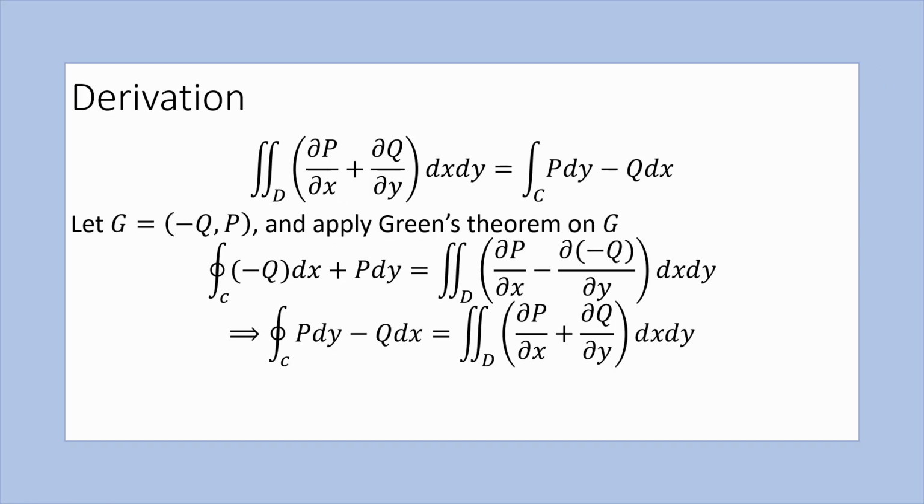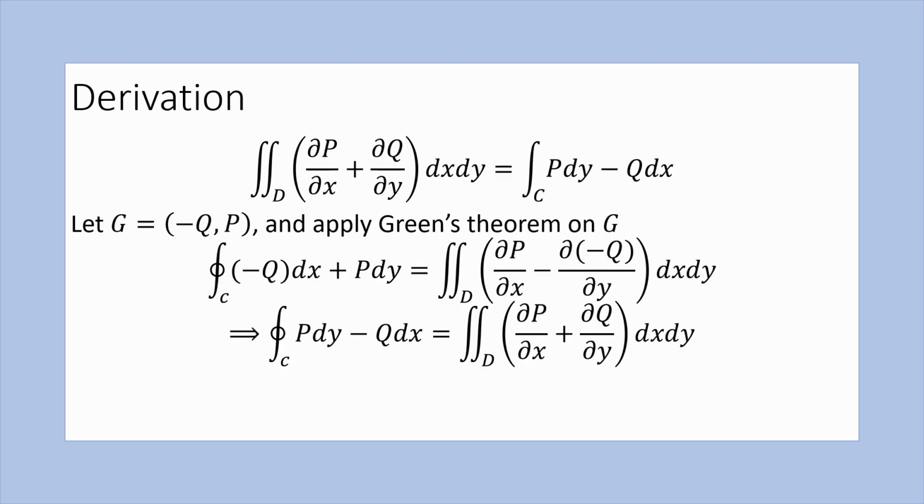Okay, let G equal (minus Q, P), where P, Q are functions of x and y, and apply Green's theorem to this new vector field. Then you will see that Green's theorem takes exactly the same form as the expression we just obtained using the divergence theorem.